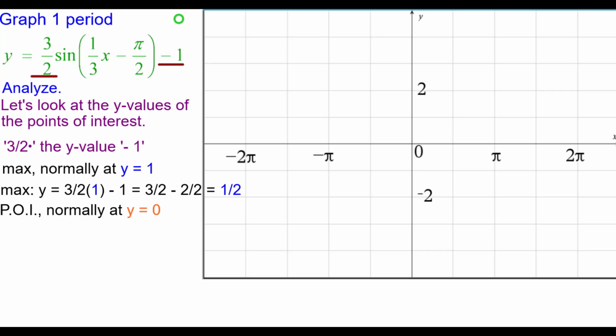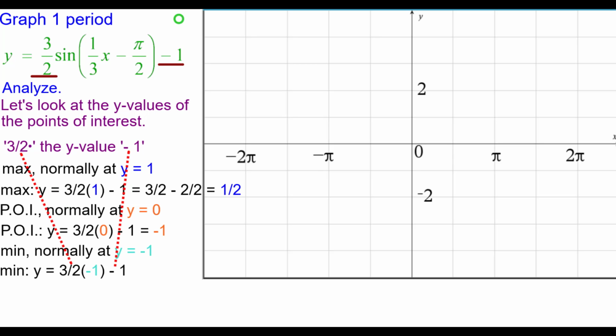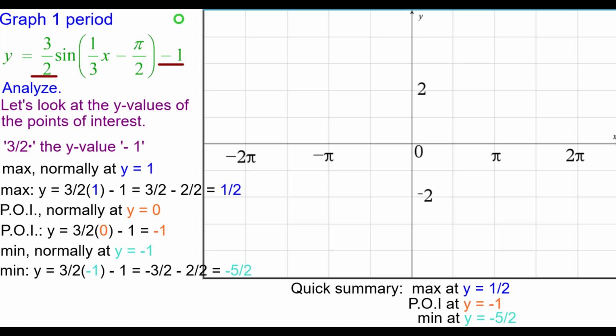Points of inflection are normally at y equals 0 along the line y equals 0. Multiply that by 3/2 and we get 0 minus 1, which is negative 1. The minimum normally at y equals negative 1. 3/2 times negative 1 is negative 3/2 minus 1, which we'll think of as 2/2, would be a negative 5/2 for the minimum. And we'll go ahead and put that in a quick summary right over here at the bottom.